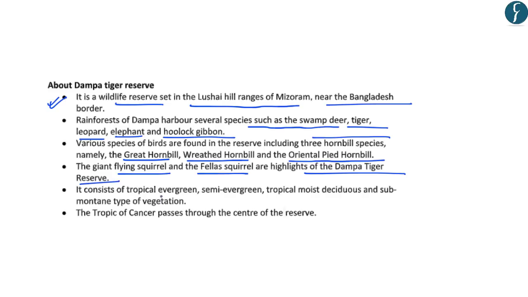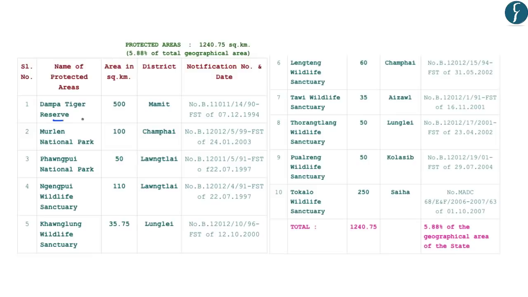Now, the Dampa Tiger Reserve consists of tropical evergreen, semi-evergreen, tropical moist deciduous, and sub-montane type of vegetation. And the Tropic of Cancer passes through the center of Dampa Tiger Reserve. So these are some of the important aspects with respect to Dampa Tiger Reserve. Now, Dampa Tiger Reserve is also a protected area in the state of Mizoram.